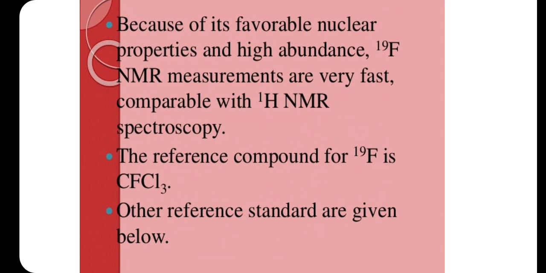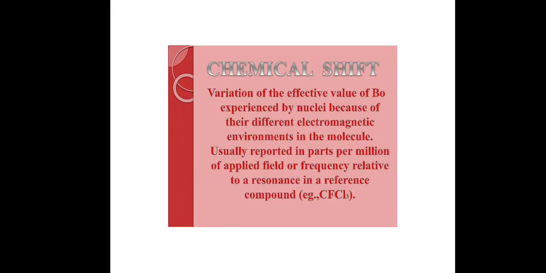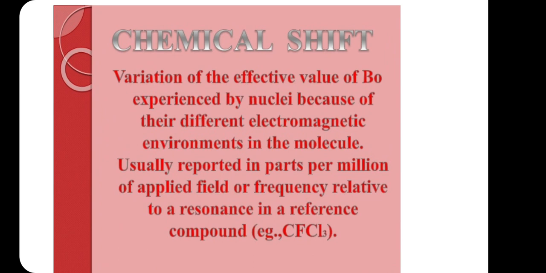spectroscopy. The reference compound for F19 is CFCl3. The other reference standards are trifluoroacetic acid and trifluorobenzene. CFCl3 has the delta value 0. Trifluoroacetic acid has the delta value minus 76.55 ppm. And trifluorobenzene has the chemical shift value minus 164.9. So this is the chemical shift.